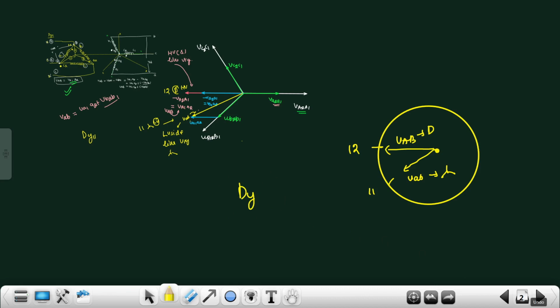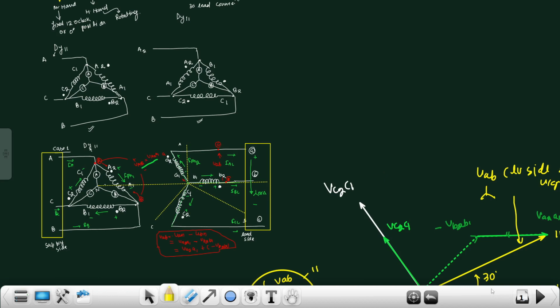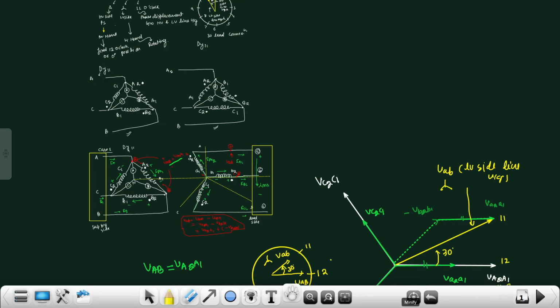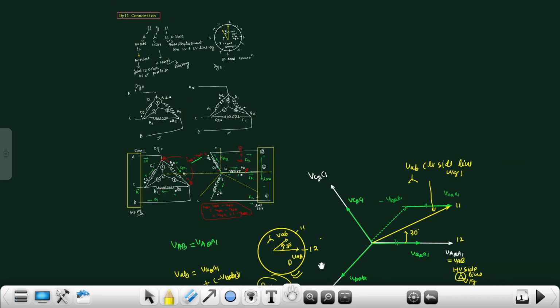It is not necessary that we take the output from the A2, B2, C2 terminals. We can take the output from A1, B1, C1, or A2, B2, C2, but keep in mind that the phase sequence of the HV side and LV side should not be changed. So this is the way we can draw DY11 connection. There are two ways we can draw DY11 connection.